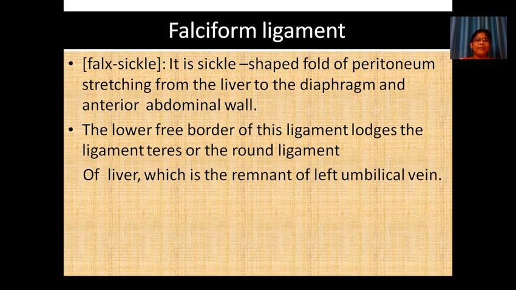Falx means sickle. So, the falciform ligament is a sickle-shaped fold of peritoneum stretching from the liver to the diaphragm and anterior abdominal wall. The lower free border of this ligament lodges the ligamentum teres or the round ligament of the liver, which is the remnant of the left umbilical vein. Remnant means destroyed. This left umbilical vein is a remnant because it is present in the fetus. Clear?